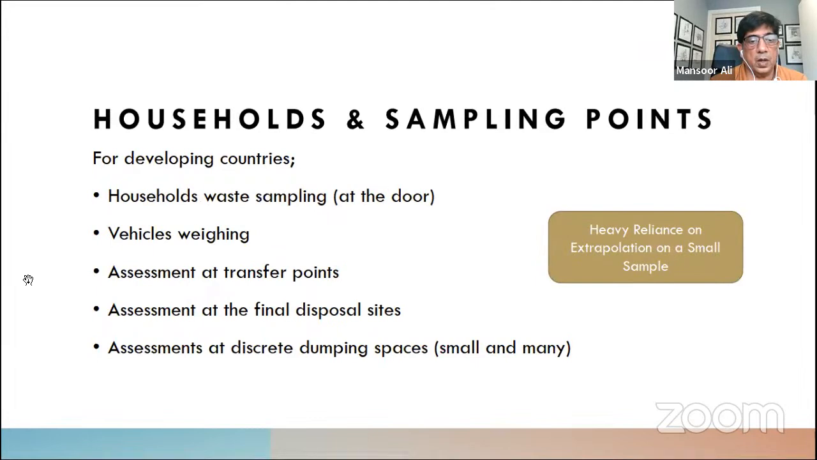So we talked a bit about the sampling point, and this is again very important. When you read any paper, read any report, get any data, ask yourself, what is the sampling point, especially if it is in a developing country. Sampling point can be a door, your container or storage point, your recovery facility, MRF, transfer station, and sampling point can be your final landfill site or a dumping ground, right?